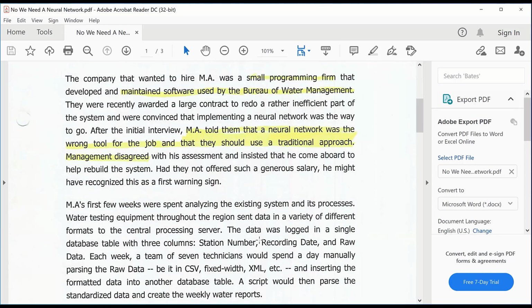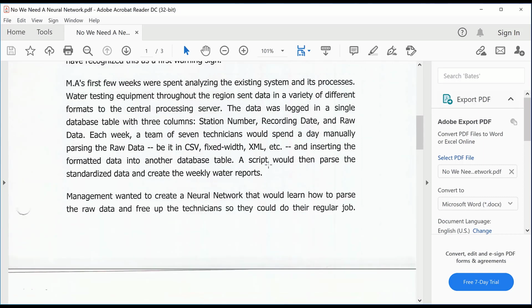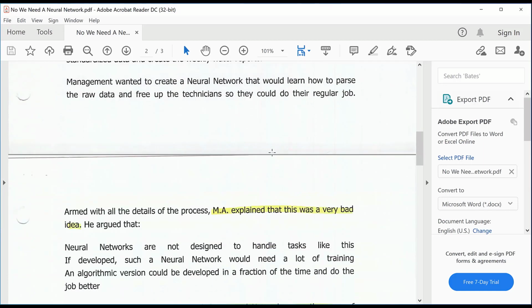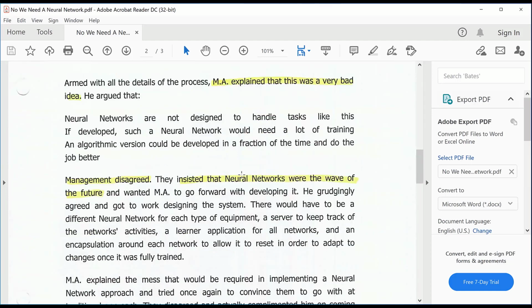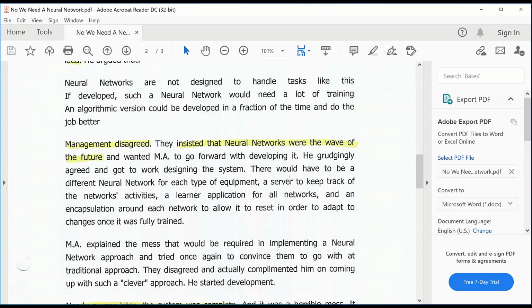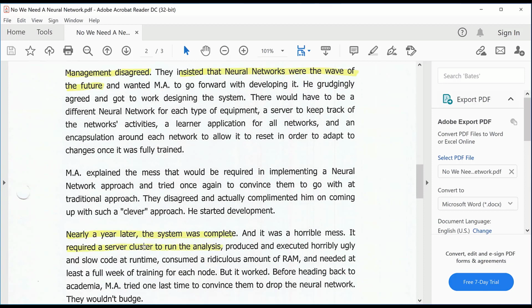So I spent a few weeks analyzing the system, figured out how to parse the data and all this and use a neural net. And after all that, spending some of their money, he said, this is still a very bad idea. Management disagreed. They said, neural nets are the way of the future. We want a neural net. He said, fine. He worked for a year on this, collected a salary, created a system. The system required a server cluster to run the analysis using the neural net and all of the data. Actually, it was much worse than what they were doing before.